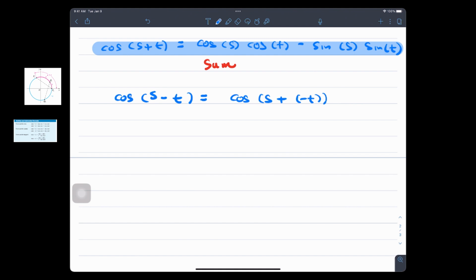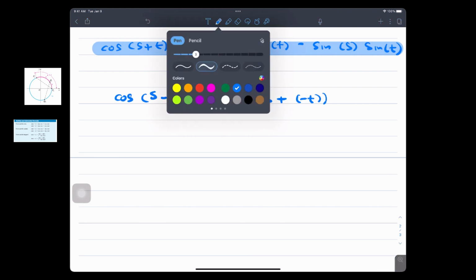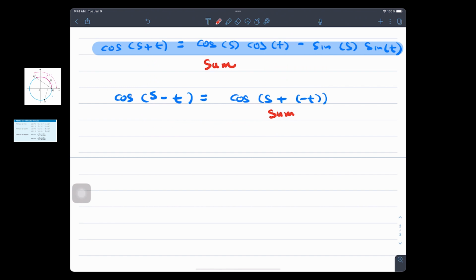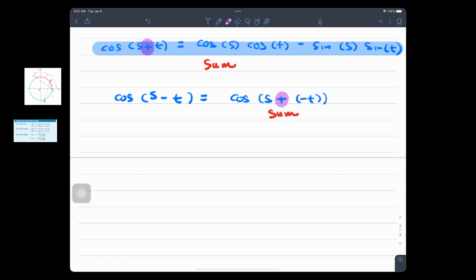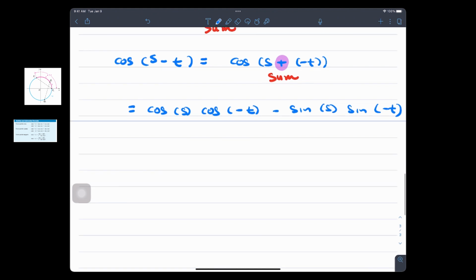All right, you guys okay with that one? Does that make some sense here? Subtraction is addition of a negative. Now, here's the thing about this. Now I can use the sum formula over here. There's addition here. So you say, can I use it? Yeah, you can. That means you've got cosine of s, cosine of minus t, minus sine of s, sine of minus t.